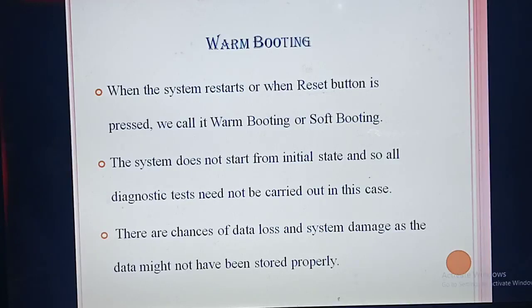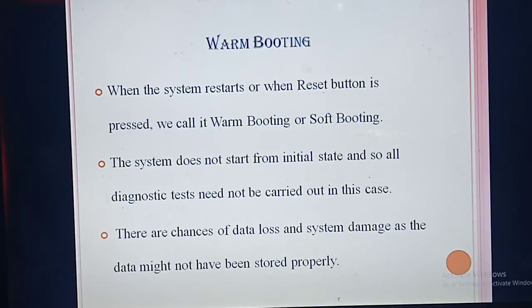Okay. The last type of booting is warm booting. So what do you mean by warm booting? When you are going to restart the system. What do you mean by restart? Once again you are going to start the system. When you restart the system, at that time you need to press the reset button. In a system, the reset button is there. So that type of booting is called warm booting or soft booting.